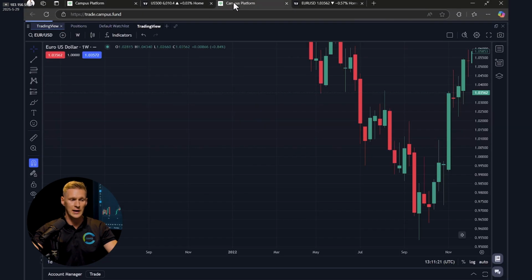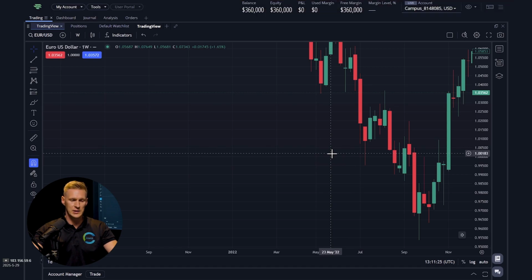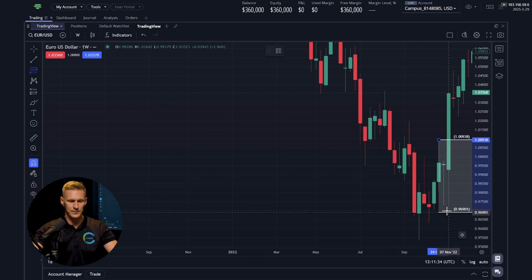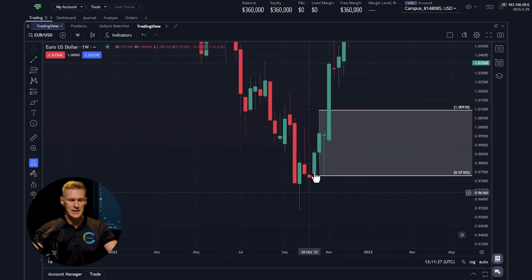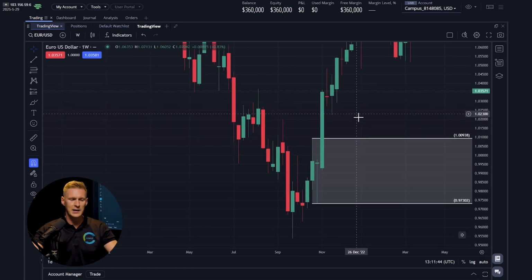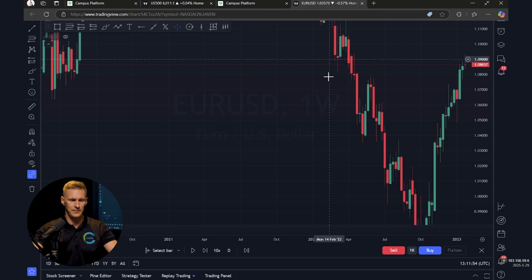And this is our rally-base-rally. Here, Euro-US dollar on the weekly chart. You can see a green candle, 2 basing candles and another clear rally. I will highlight this for you. That's our rally-base-rally. Same idea as the previous example. We are waiting for price to come back into the zone to fill more institutional buying orders and price should rise up again. Let me show you this in the next example.